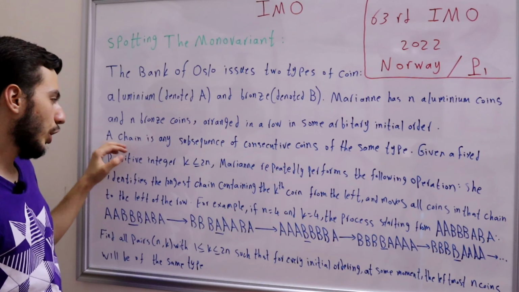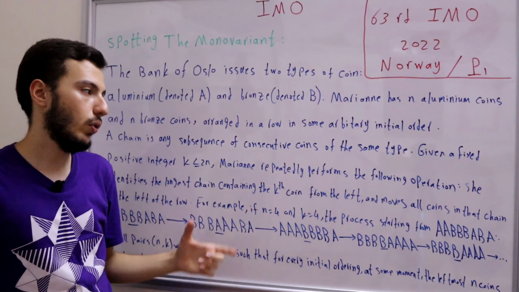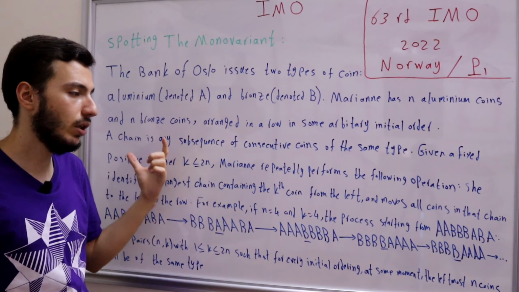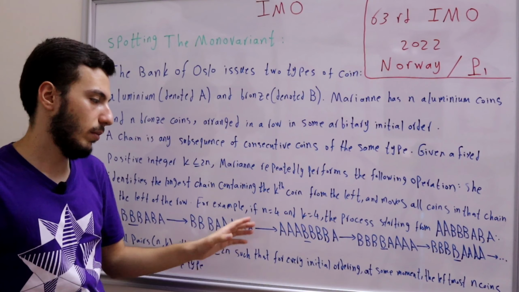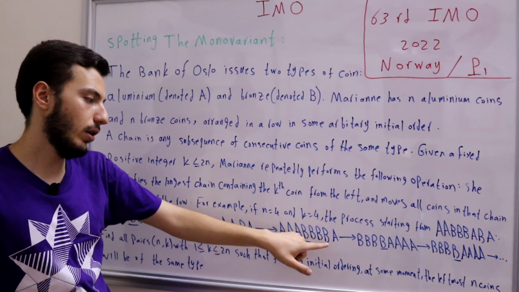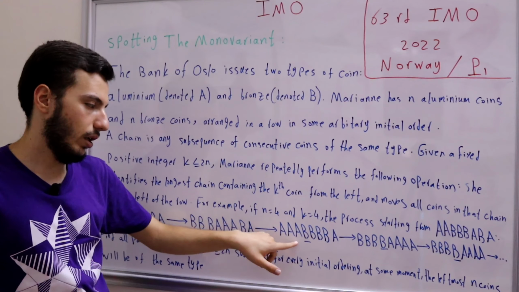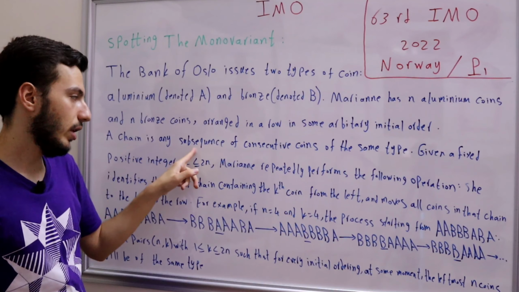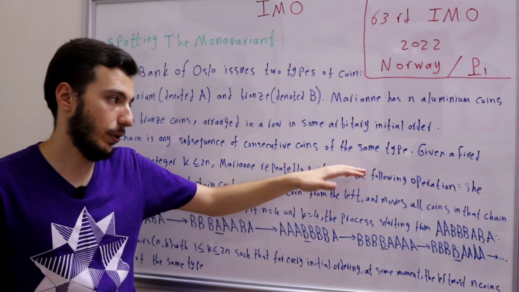A chain is any subsequence of consecutive coins of the same type. Here they are defining a term, which is a chain. What is a chain? For example, if we have many B's, B, B, B, B, 4 B's next to each other, consecutive, this is a chain, and this is another chain, A, A. So simply, the term chain is any subsequence of consecutive coins of the same type, like A or B.